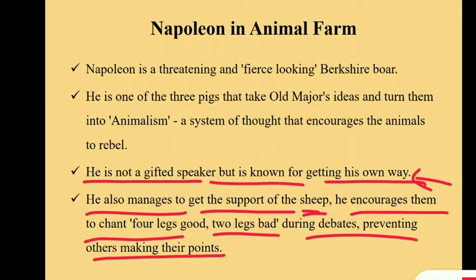Here, when others used to put forward their ideas, it is the group of animals who were encouraged by Napoleon. They used to speak these lines, okay, "four legs good, two legs bad," and others' voices were unheard. Others' voices were suppressed. This is what Napoleon did when he was in power. That is what is being reflected here.